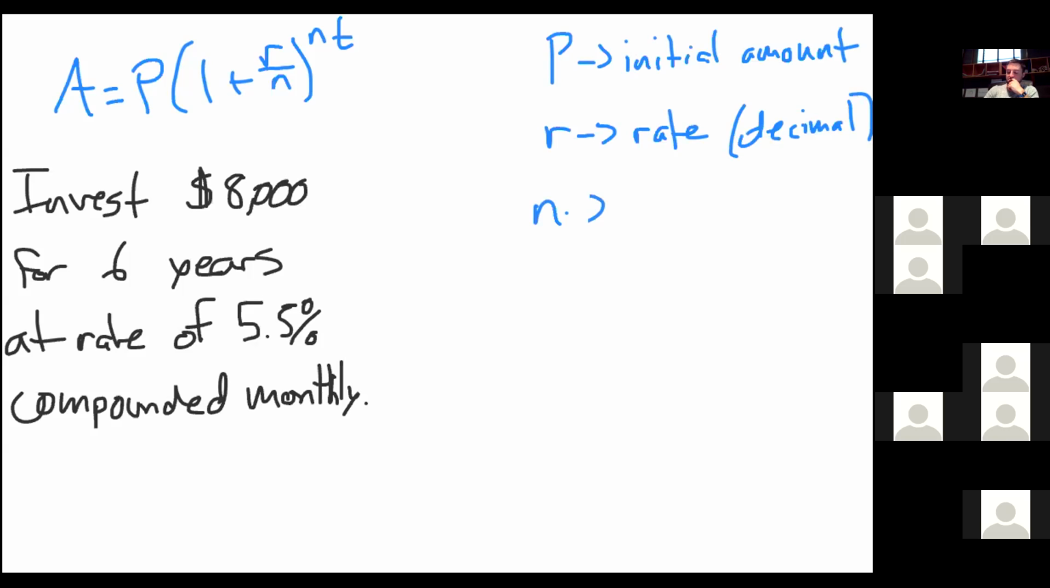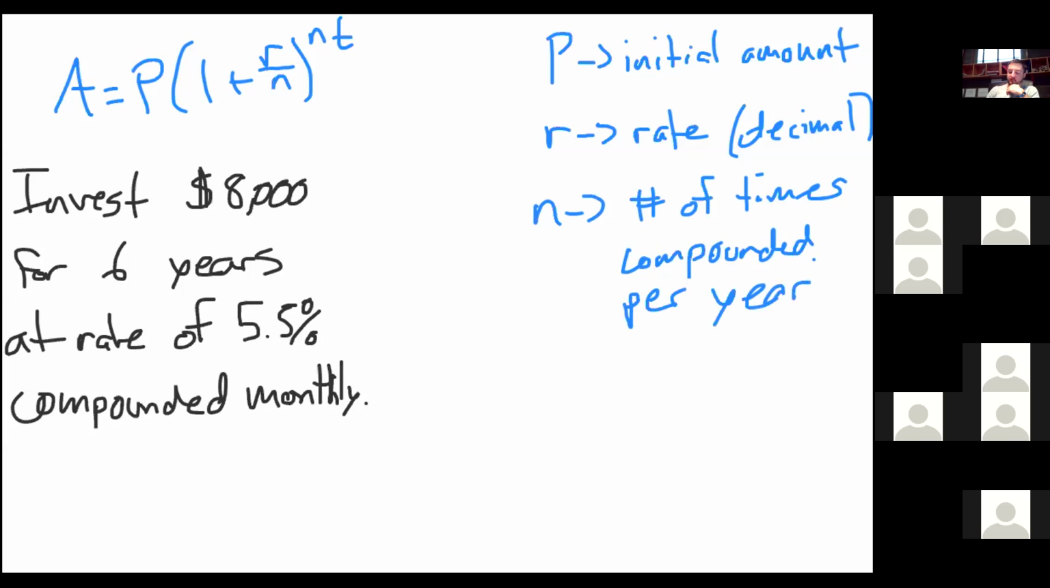The N is the number of times compounded, but per year. How many times are we going to be gaining interest on this account every year? And then the last one, T, is the time. How long is it going to be in the account? Unless said otherwise, always assume that this is in years.